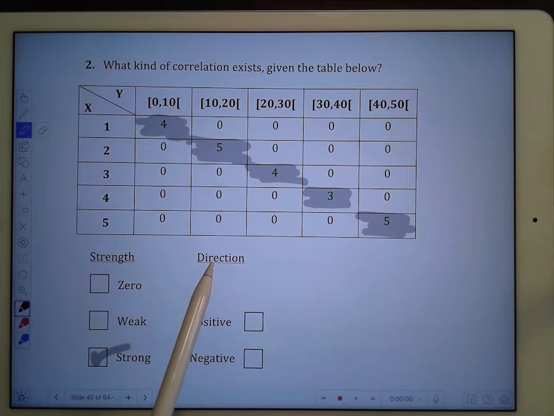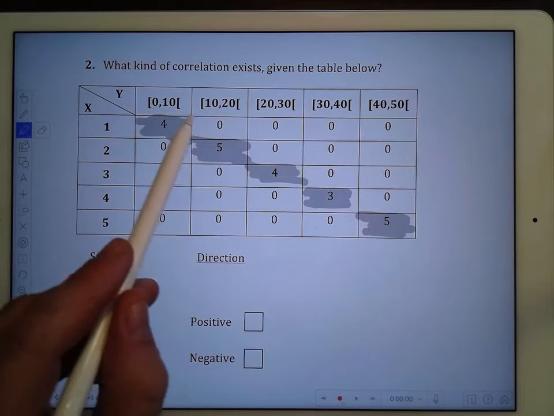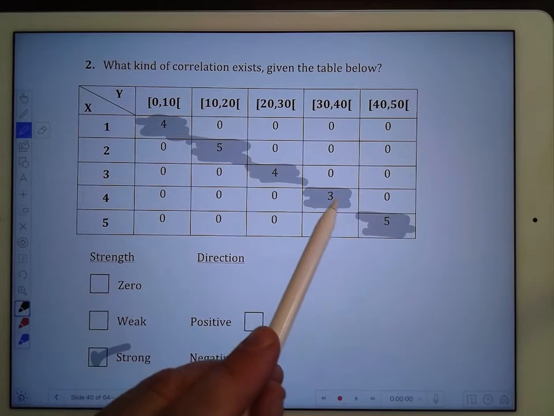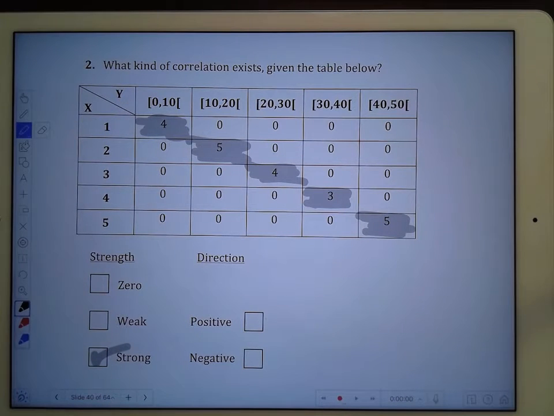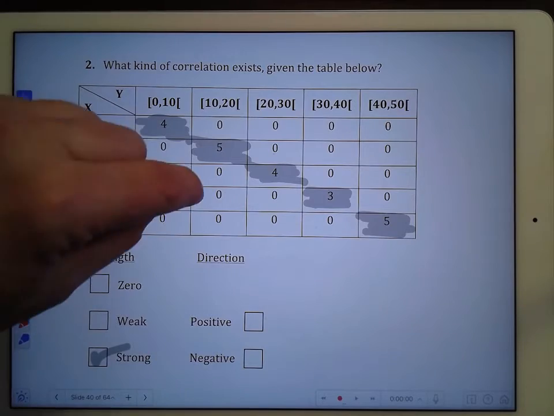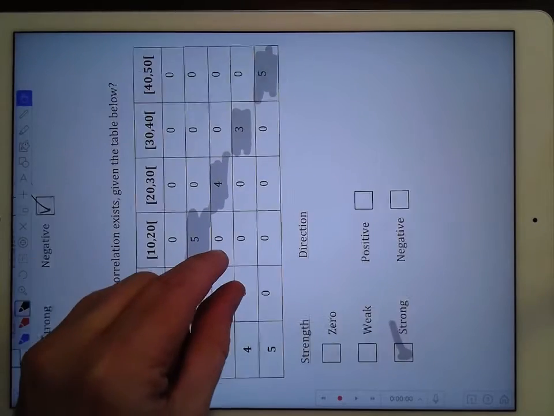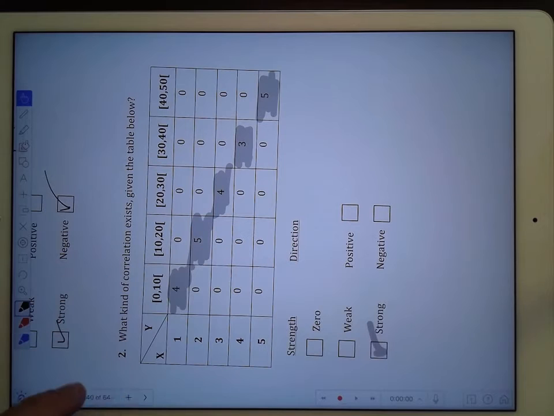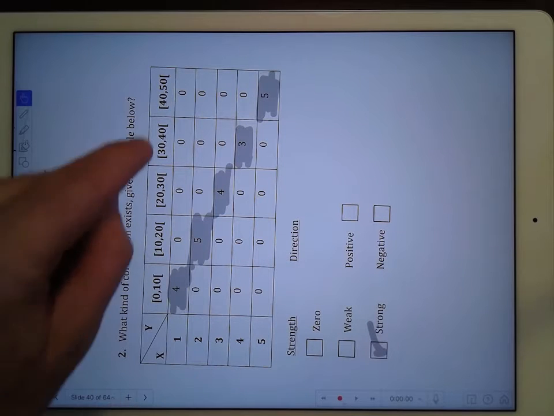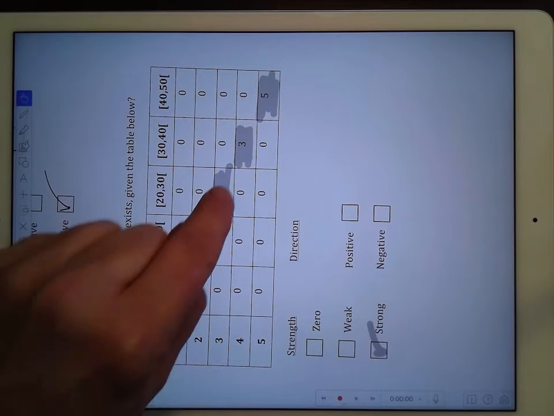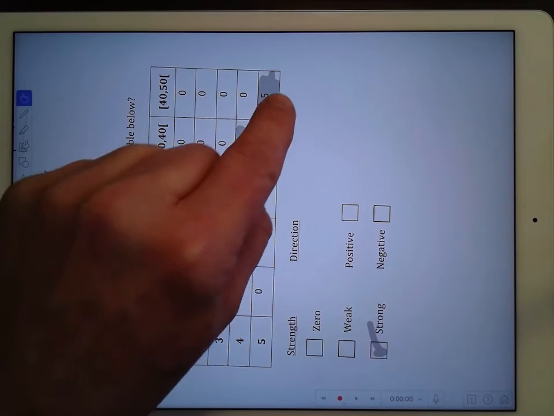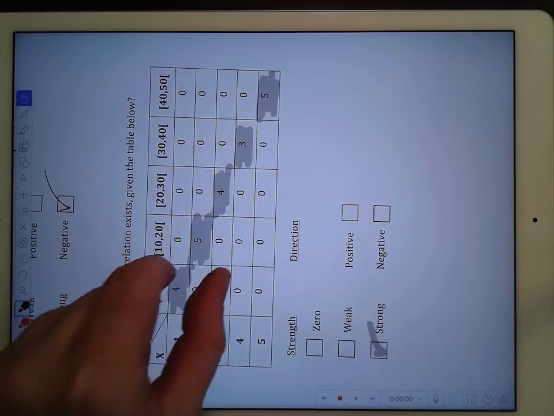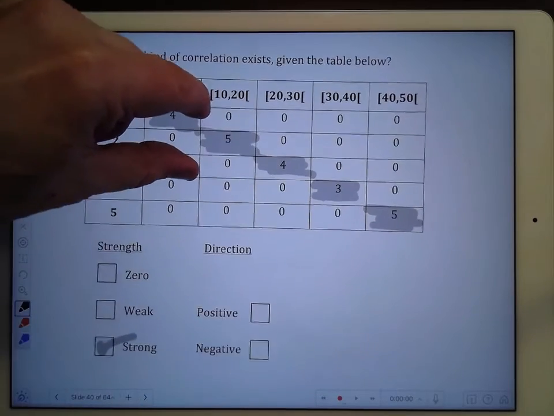The next question is the question of direction, and I want to remind you that the direction on a contingency table does not work like a graph because it's not a graph. To make it a graph, we have to put the x on the bottom, and we'll do that right now by turning my contingency table sideways. Now the x is on the bottom and the y is running up and down, as you can see, and it's very obviously going from the bottom left corner to the top right corner. That's a positive correlation on a scatter plot.